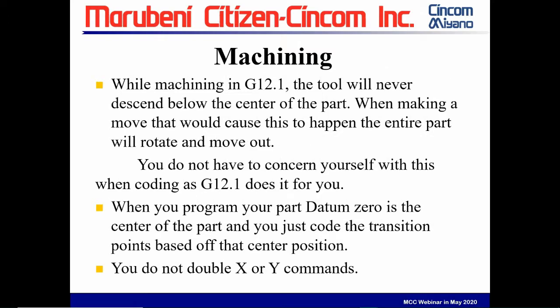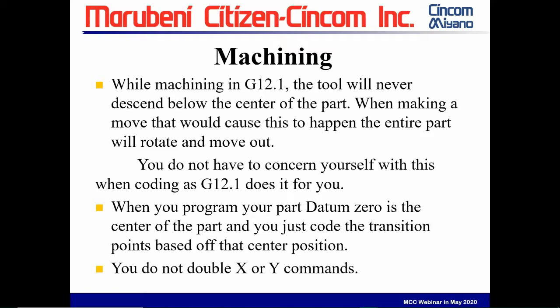While machining in G12.1, the tool will never descend below the center of the part. Because of G12.1, it doesn't do it. It will always go to the mill. When making a move that would cause it to happen, the entire part will actually rotate and move out.